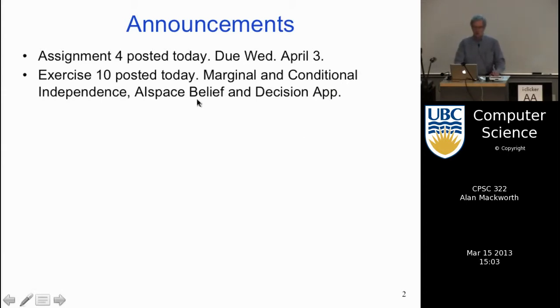And I've also posted exercise 10. That's on the topic of today's lecture, marginal and conditional independence. And there's a whole example in there about credit card evaluation, trusting the user of a credit card, using probabilities. And there you'll also get to use the new app, the Belief and Decision app in AI space, which you will also need for assignment 4. So I suggest that you do exercise 10 before you do assignment 4.